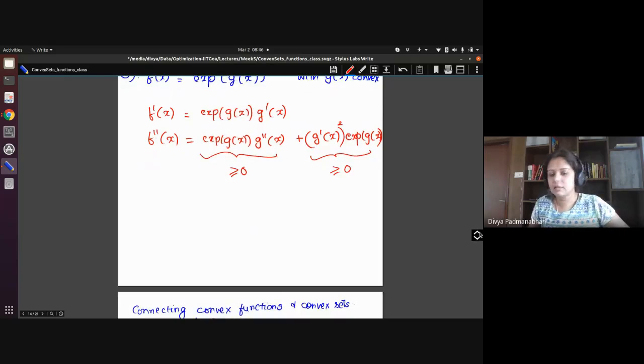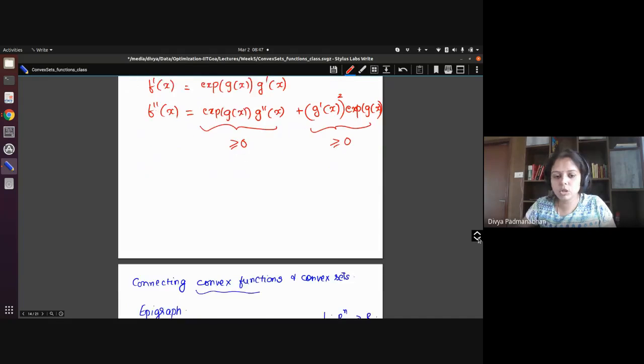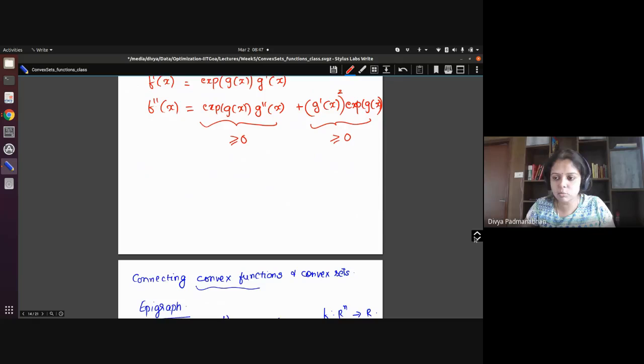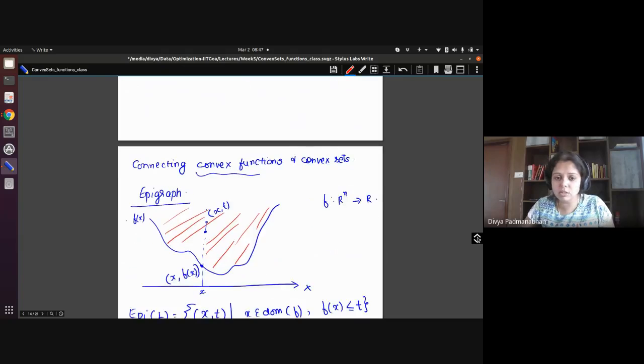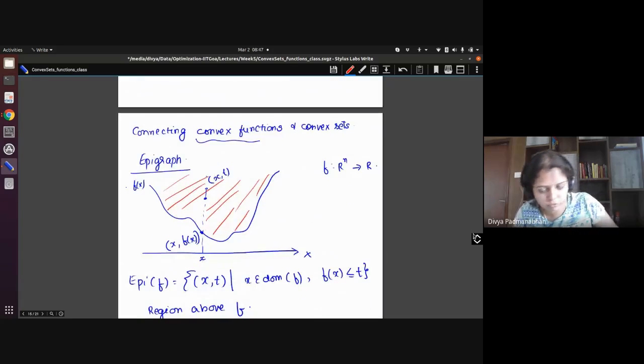There are many more operations out there which talk to you about when convexity is preserved. So this is for you all to read further and understand it. With this, I will just move on to some other concepts which connect convex functions and convex sets. So this is the first one. First of these is what is called the epigraph of a function. This also helps to give another characterization of convex functions.